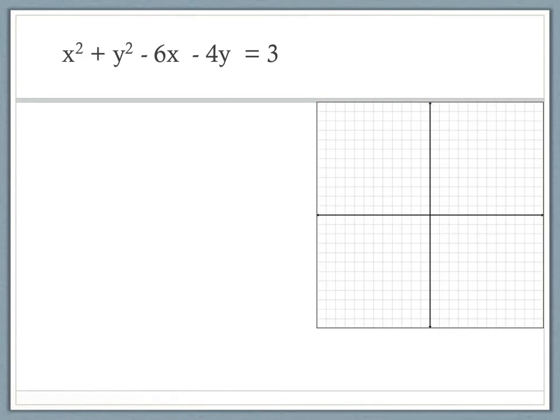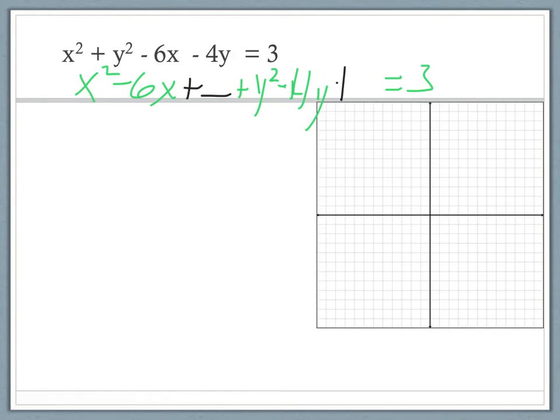For this example, we're going to do the same thing. The first thing we need to do is get our x's and y's together. So I'm going to have x squared minus 6x, now leave some space because we know we're going to have to complete the square, plus y squared minus 4y, and then leave some space, equals, and the 3's already over there, so that helped us out. We don't have to move the number over to the other side because it's already over there. Now we know that we're going to have to do plus blank plus blank, and if I do it to the left side, I have to do two things to the right side.